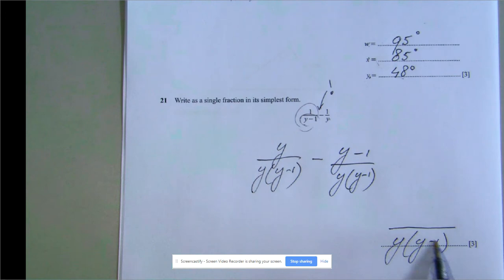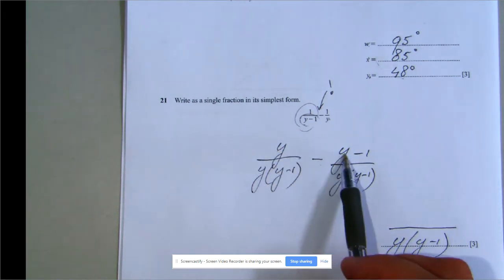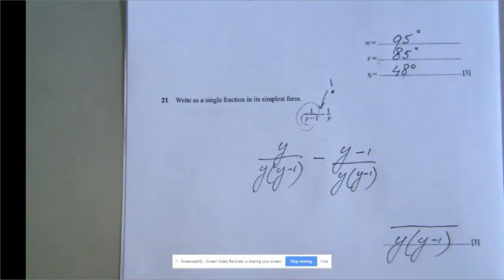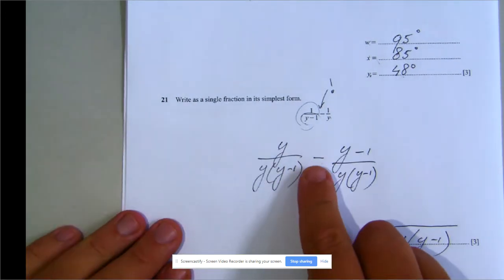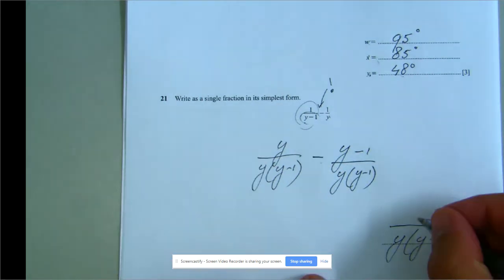The denominator is the same now. So the numerator, y minus y, so that is 0. And now, careful, ladies and gentlemen, it is minus 1. So it is a positive 1 there.